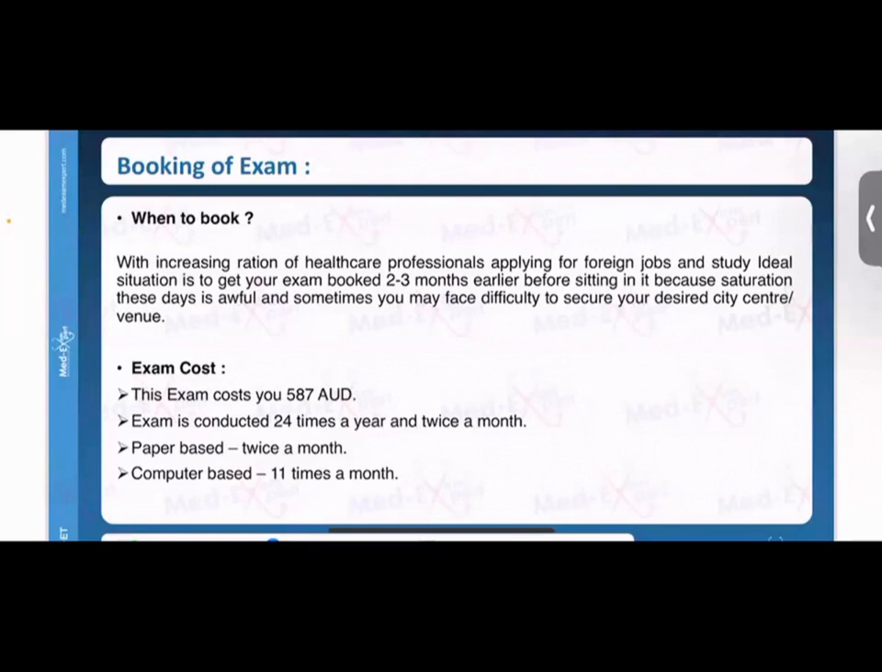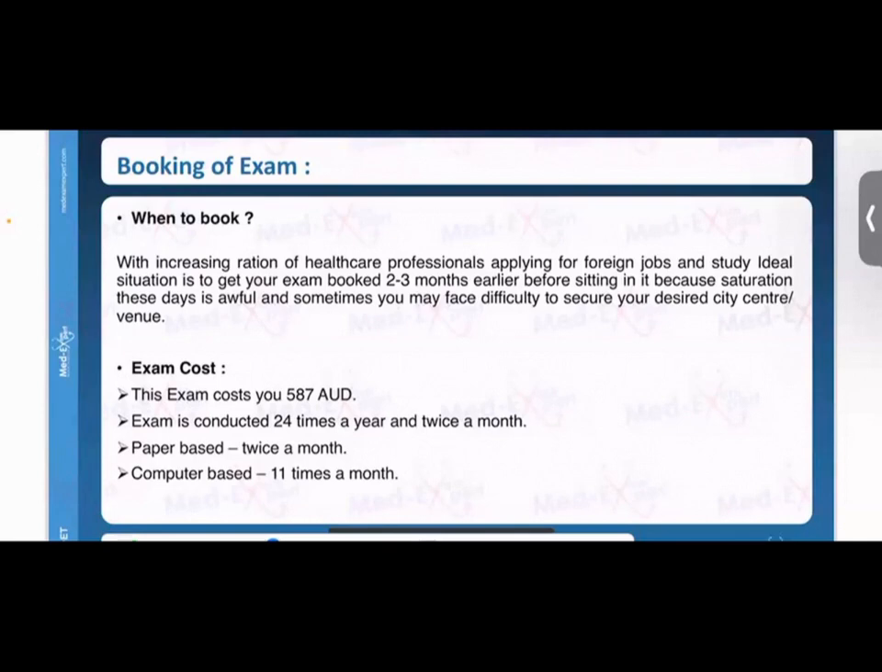So, when to book your exam? With the increasing ratio of healthcare professionals applying for foreign jobs and study, the ideal situation is to get your exam booked 2 to 3 months before sitting for it, because the waiting time these days is awful, and sometimes you may face difficulty securing your desired city, center, or venue.